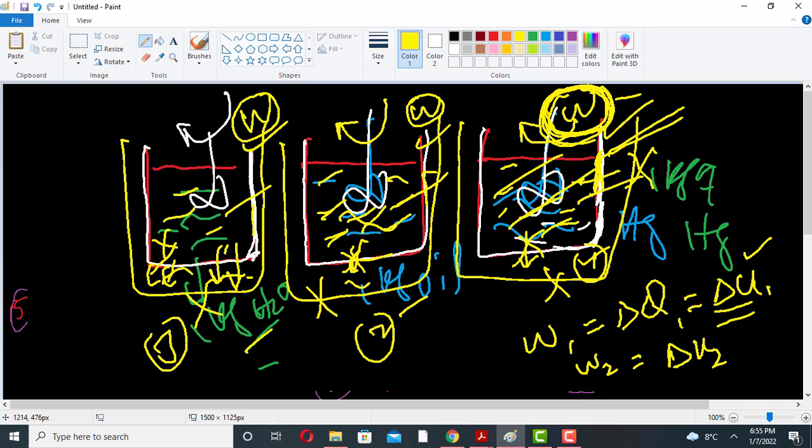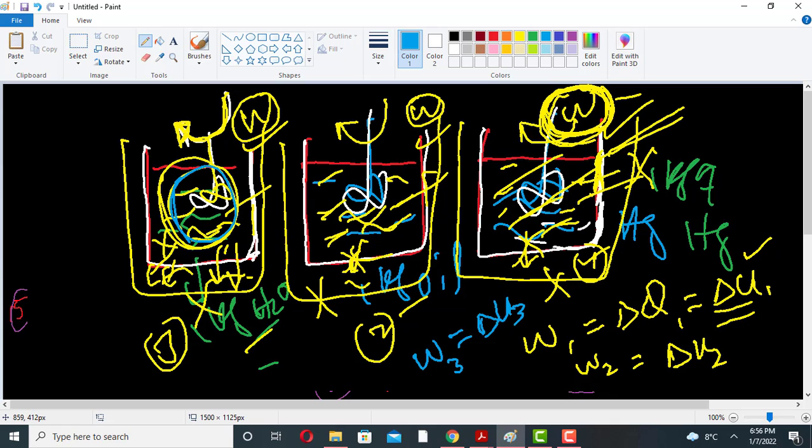Similarly, the work supplied by stirrer number 3 to this system number 3 will be equal to the increase in internal energy of system number 3. So the work done by the stirrer will be equal to the increase in internal energy.